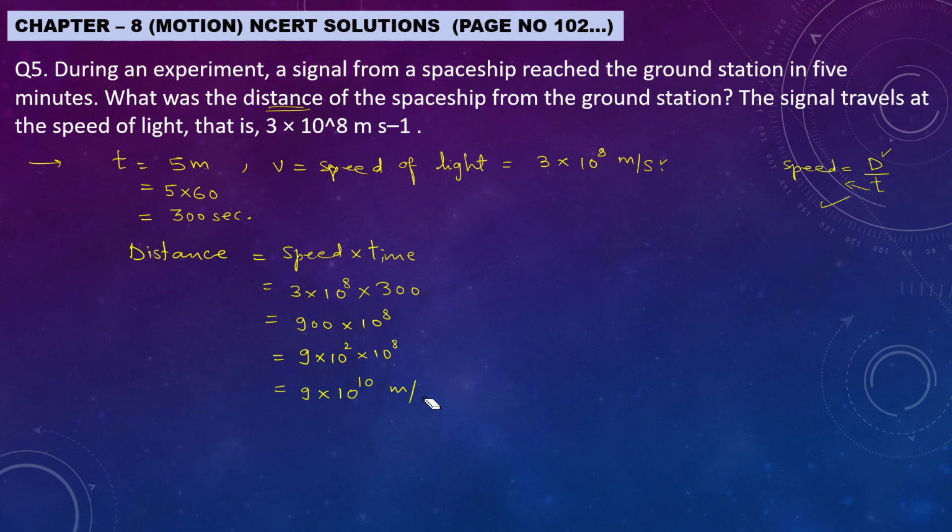This is the distance. So distance is in meter because the speed is given in meter and seconds. That's why time we have converted in seconds, and the answer of distance will also be in meter. Okay. So in the last, you can write that the distance traveled by the signal from the spaceship to the ground is 9 into 10 to the power 10 meter. You can convert this in kilometer also.